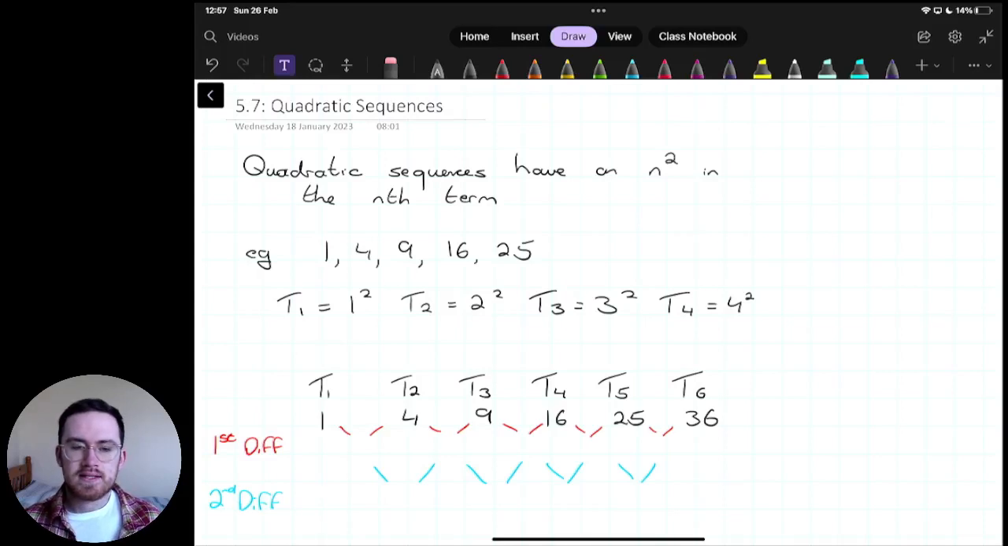Okay, so the last type of sequence we're going to look at is a quadratic sequence. Thinking of the ones we've previously had, we had our arithmetic sequence, which had a common first difference. Quadratic sequences typically have an n squared in the nth term. So a quadratic sequence might be like the one here, 1, 4, 9, 16, 25, or 1 squared, 2 squared, 3 squared, 4 squared, and so on.